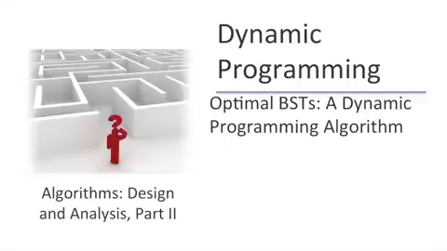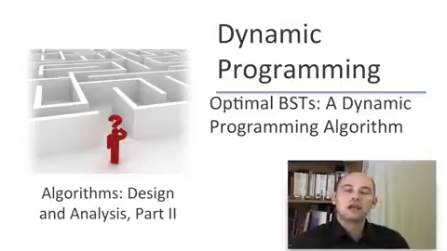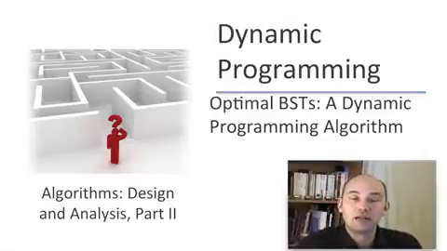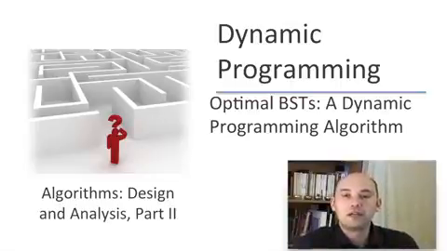So now that we understand the structure of optimal solutions for this optimal binary search tree problem, that is, we understand how an optimal solution must be one of a relatively small number of candidates, let's compile that understanding into a polynomial time dynamic programming algorithm.